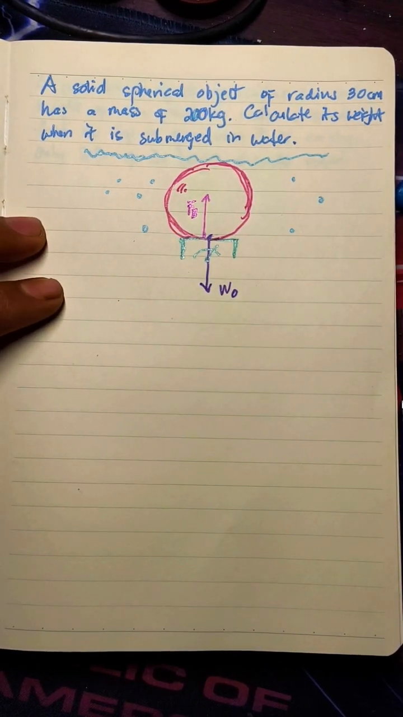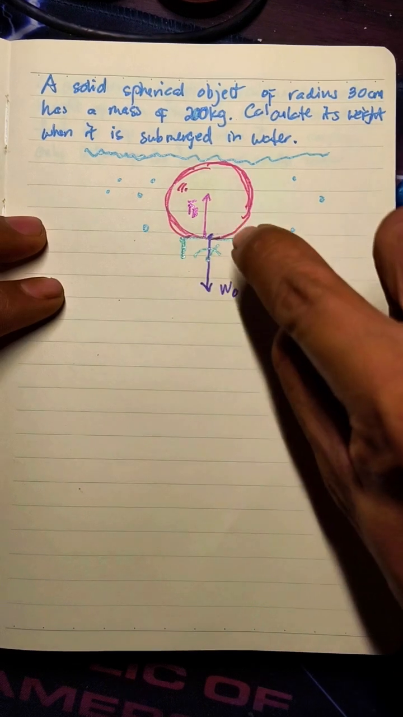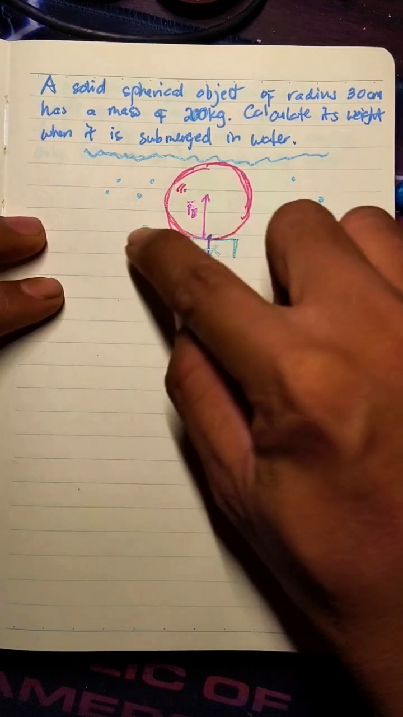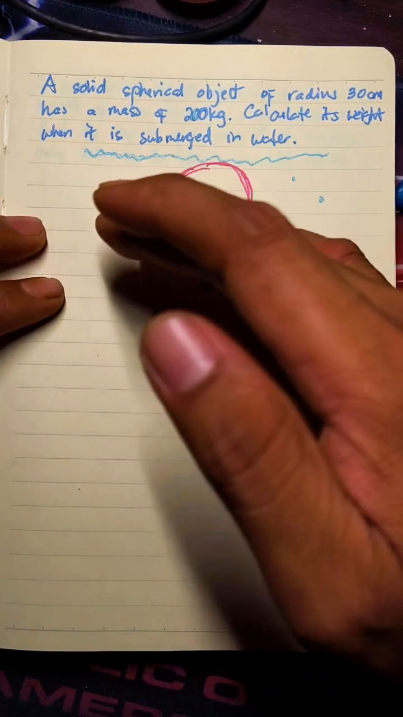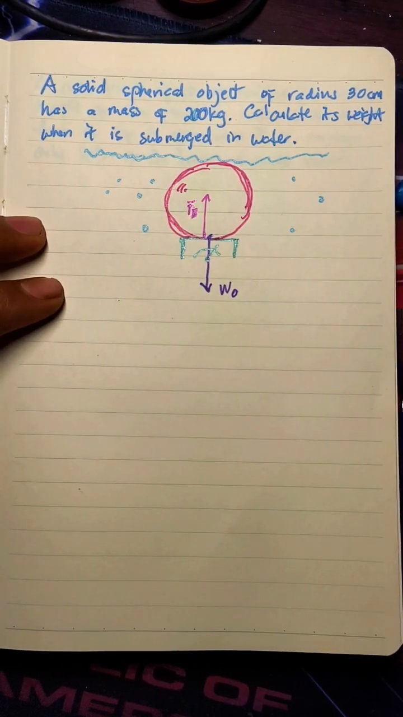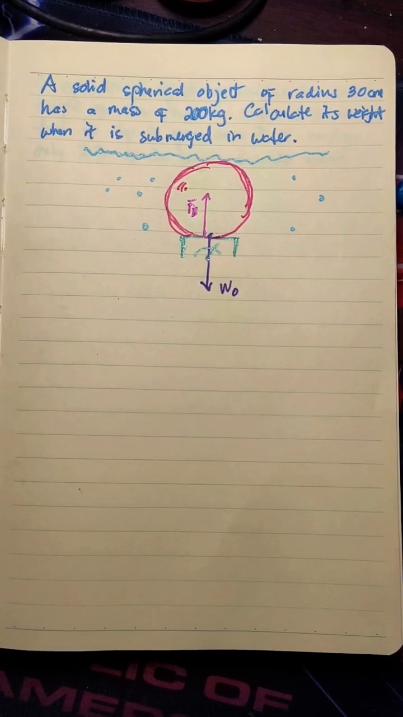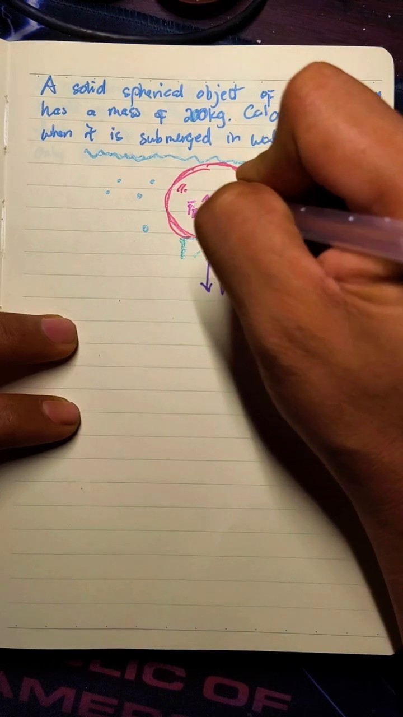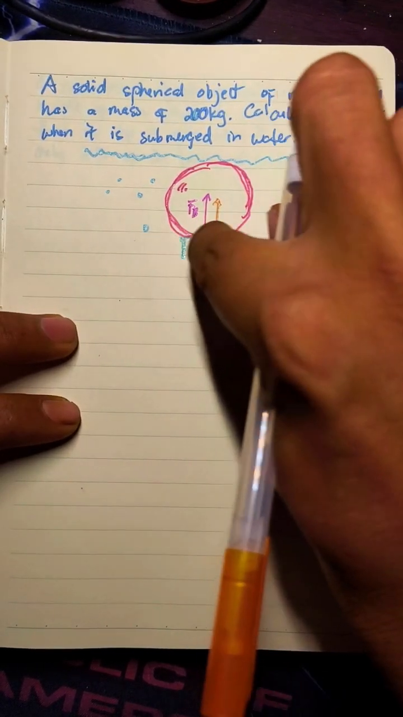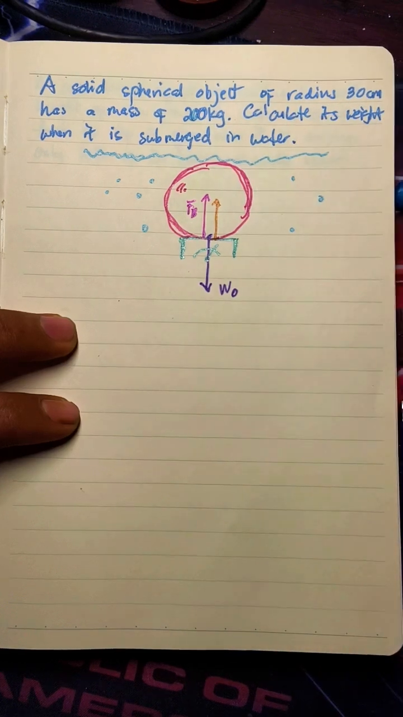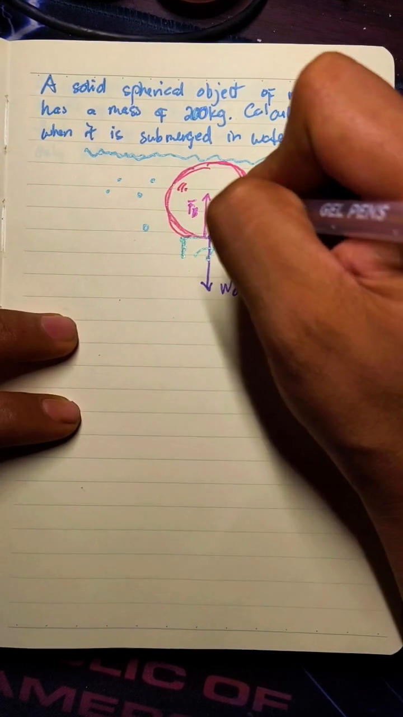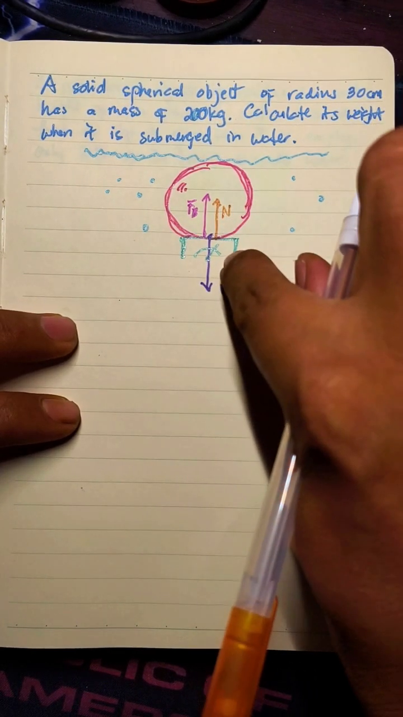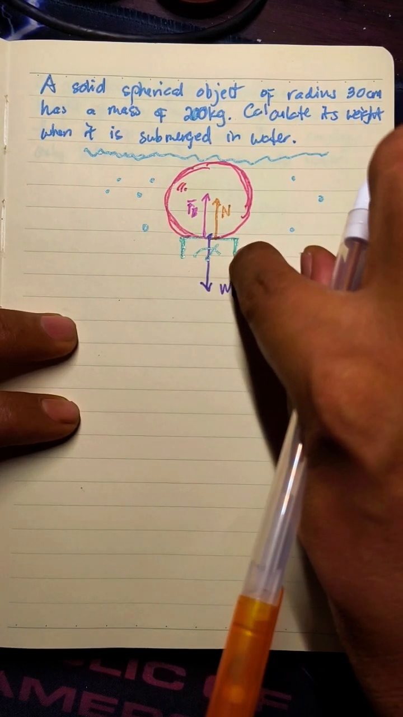But there's another force here. Since the buoyant force is not necessarily equal to the weight of the object, in order for this object to be static underwater, there must be another upward force. That would be the normal force, because this is a surface. Let's call this N, and that N is just what this weighing scale is going to measure.